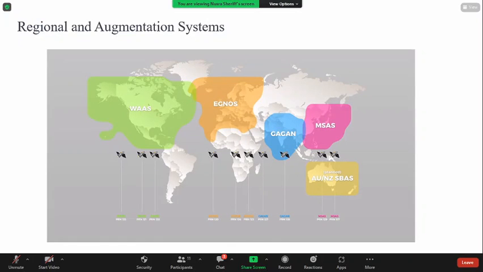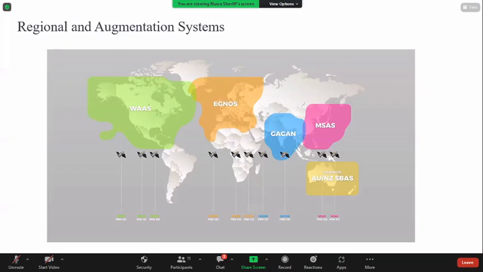What are the regional and augmented GNSS systems? So actually, these regional and augmented systems we use most of the time to boost the accuracy and dependability of GPS. And first one, Wide Area Augmentation System, which is operated by United States, and the second one, European Geostationary Navigation Overlay Service.